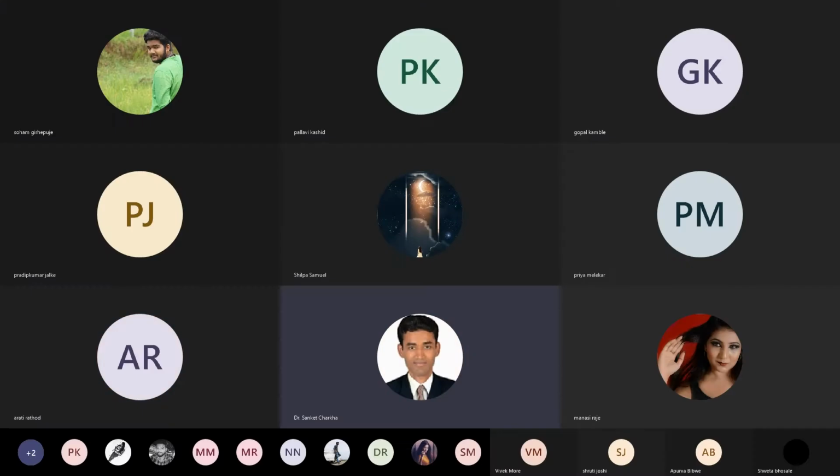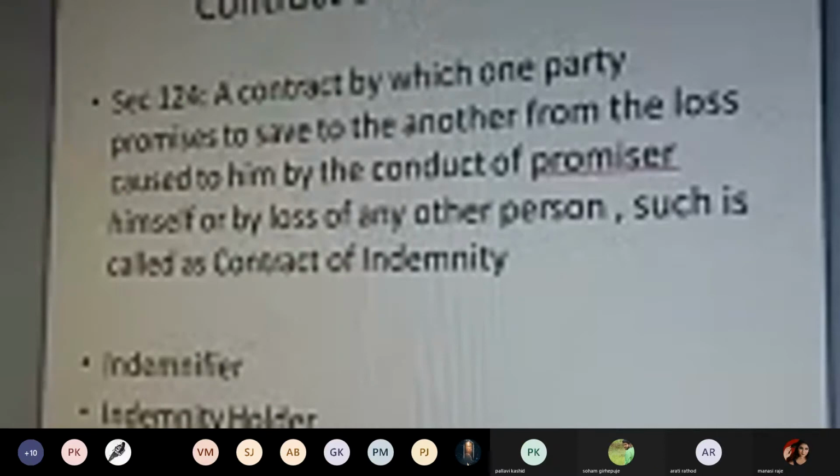...in which one party promises to save the other from the loss caused to him by the conduct of the promisor himself or by the loss of any other person, such is called a contract of indemnity. So in a contract of indemnity, two parties are involved. The first party is the indemnifier and the second party is the indemnity holder.